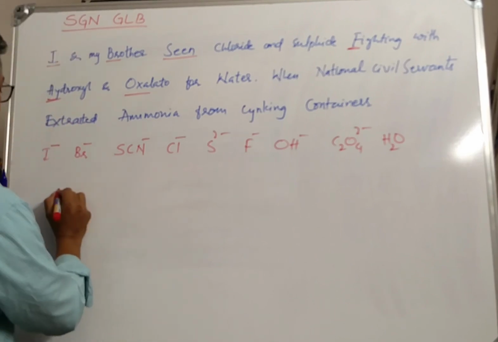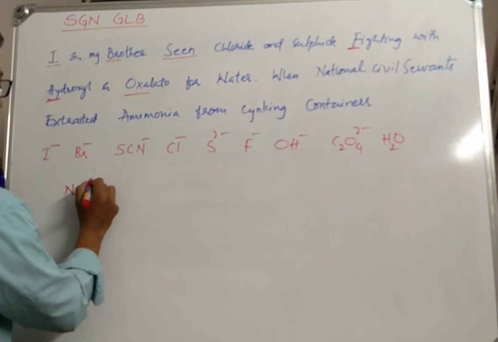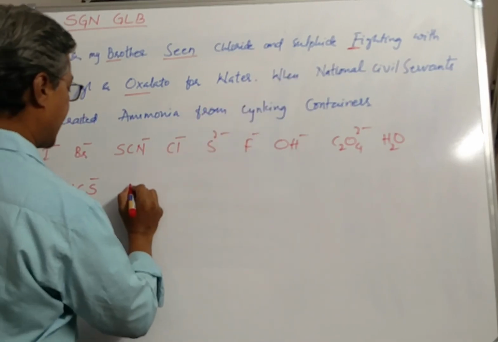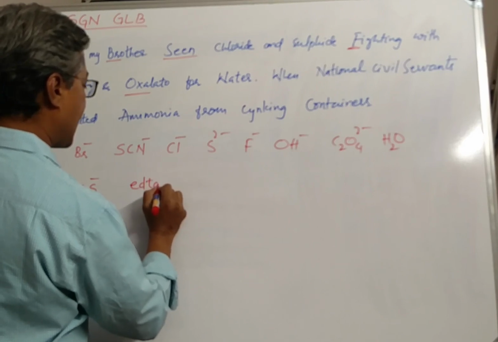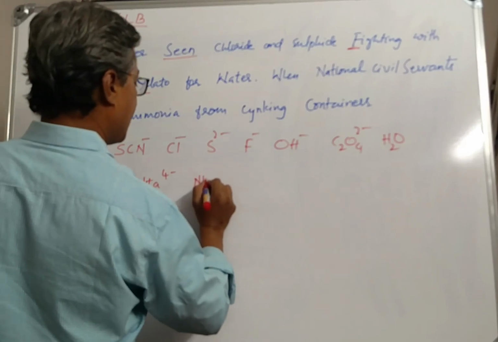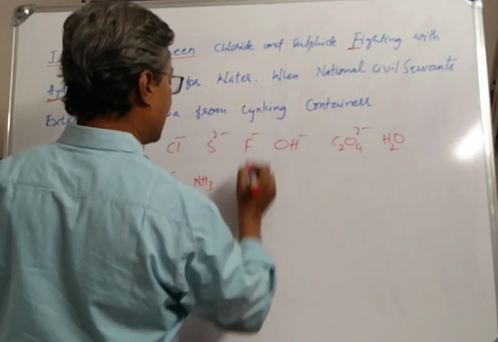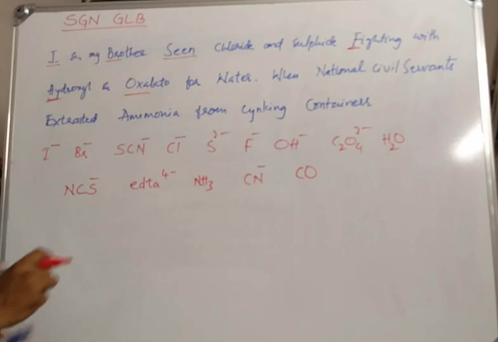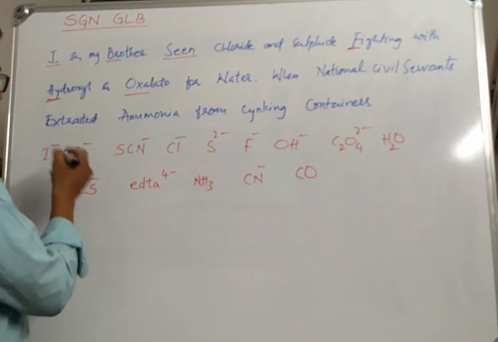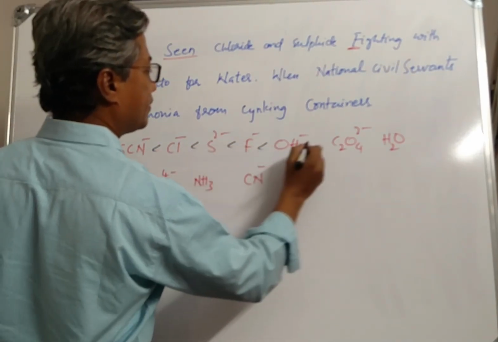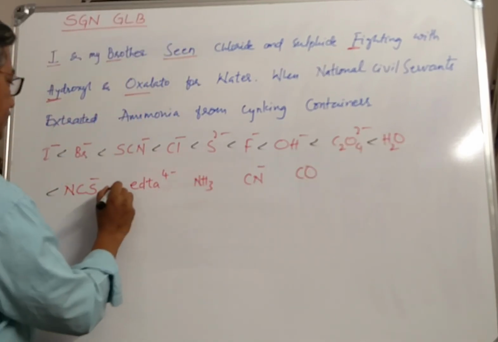When, NCS minus 1, that is national civil servants. Extracted, that is EDTA 4 minus. Extracted NH3, ammonia. From sinking, that is cyanide minus 1. Containers stands for carbon monoxide. Well, this is the order. It goes like this: iodide is weaker than bromide, weaker than SCN minus 1, weaker than chloride, weaker than sulfide, like this.